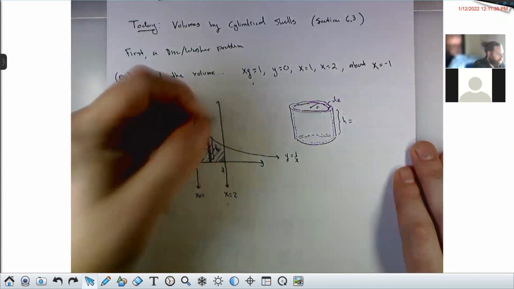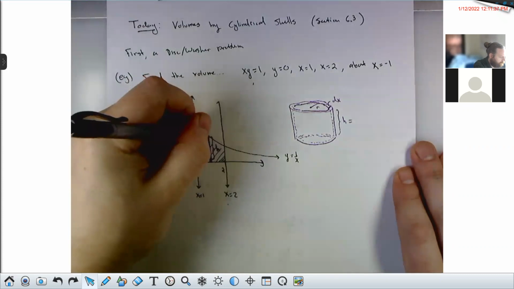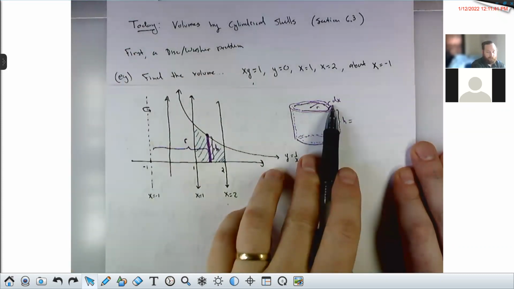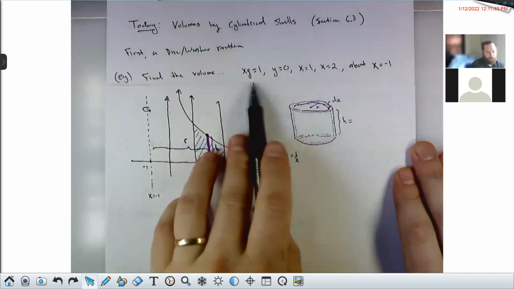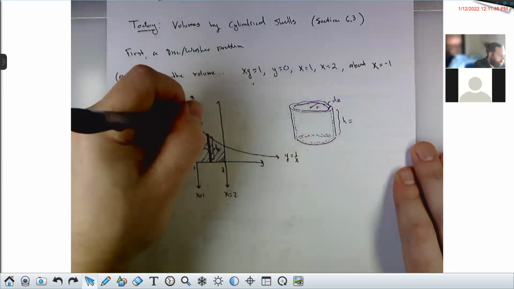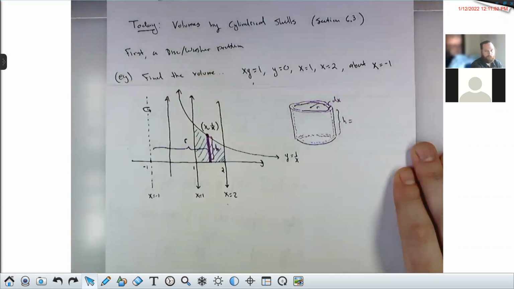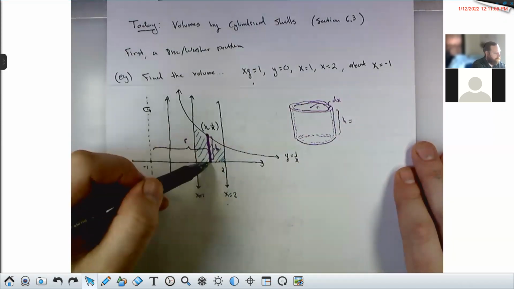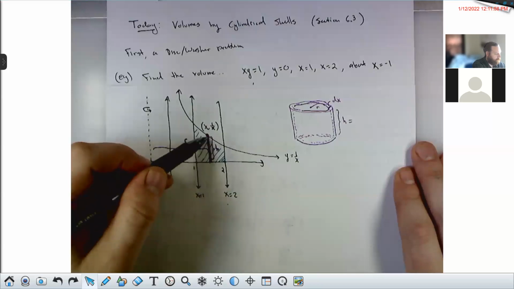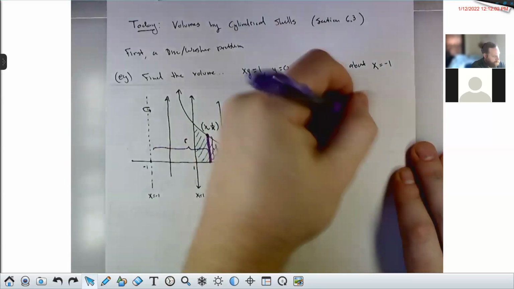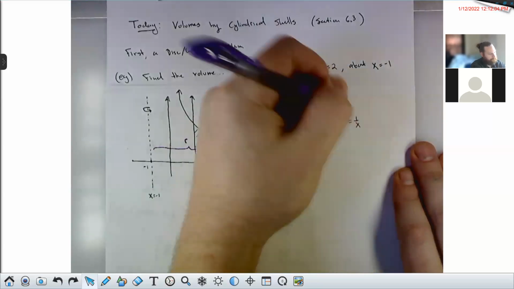The point where this strip touches this boundary curve, since I'm doing everything in dx this time, I don't need to solve this for x and write it in terms of y. I just think of the point on this curve as (x, 1/x), that is, (x, f(x)). So that height is the y value here minus the y value here. The y value here is 1/x, the y value here is 0. So my height is 1/x.